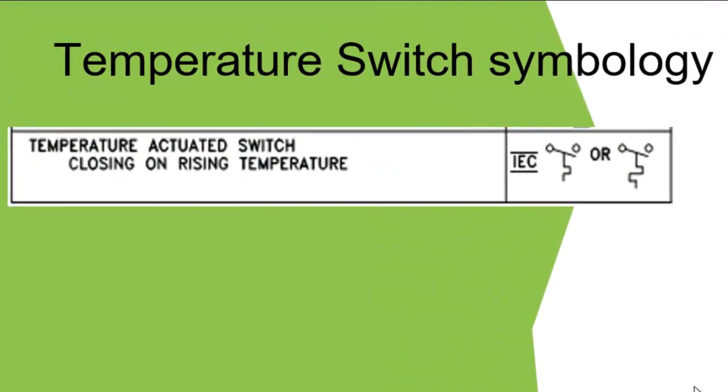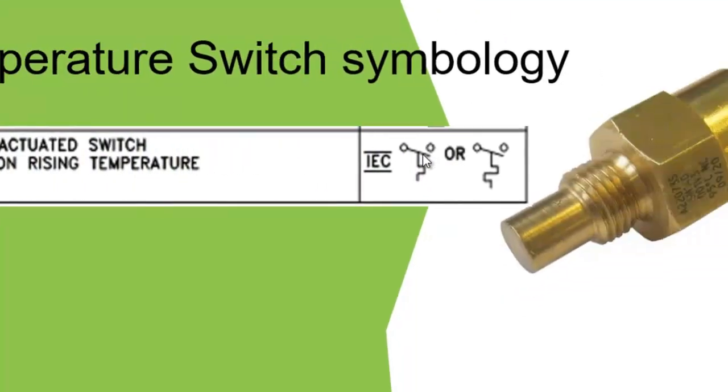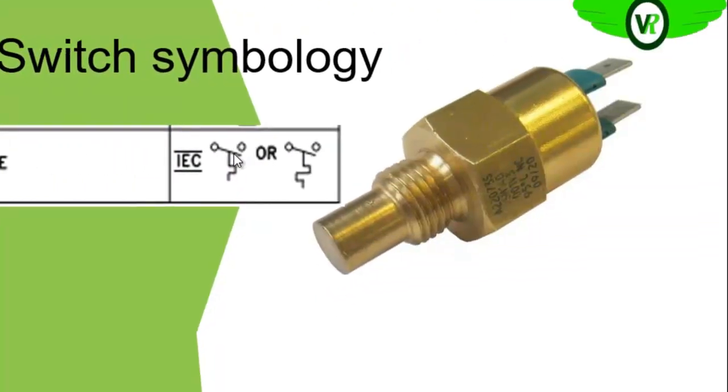So this is how it is represented. You see the thermal element connected to the switch. On the left, this particular one is normally open, which means that when activated, it closes. The activation is done by the movement of that thermal element. So this is the physical temperature switch.